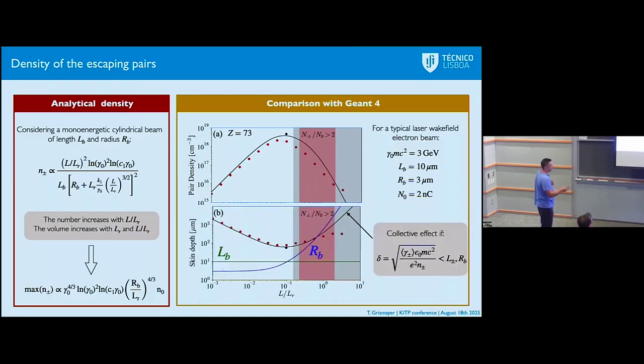And I'm going to show you also the question: is it really a plasma? So I'm plotting here the skin depth. This is the result from Geant4. This is the analytical formula. And I'm showing here the radius and L over R. So we'll say that here, there's a point where the skin depth becomes lower than the radius of the exiting pairs. So this is actually quite a good region.